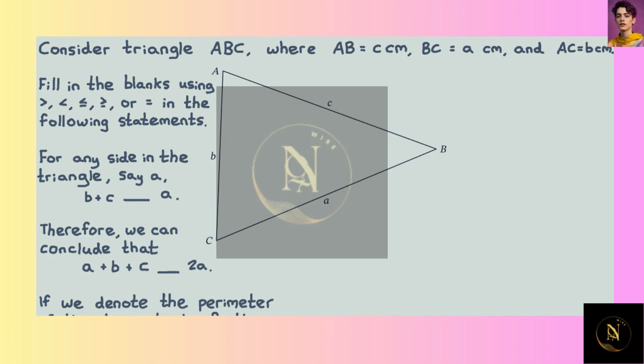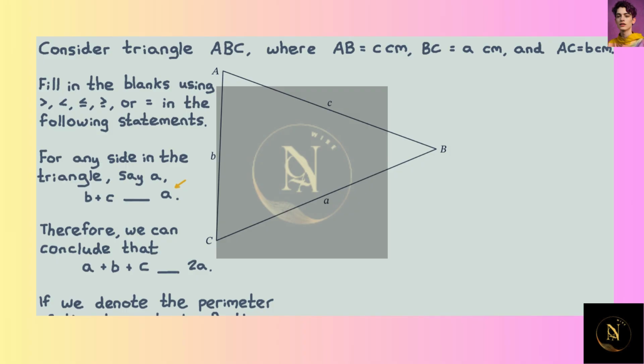For any side in the triangle, say A, B plus C, what A? Therefore, we can conclude that A plus B plus C, what 2A. If we denote the perimeter of the triangle by P, then 1/2 P, what A?